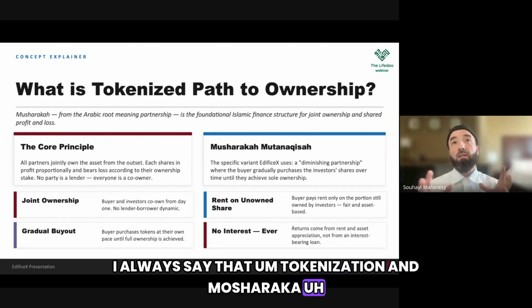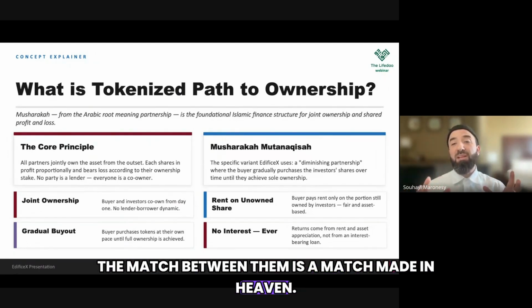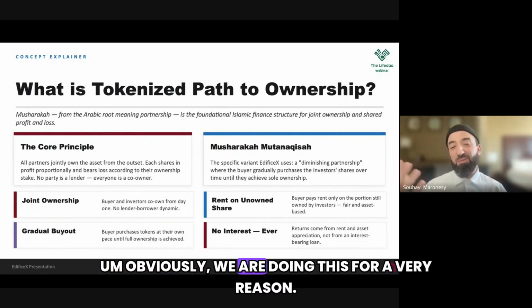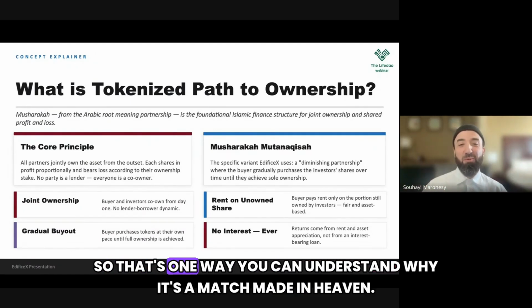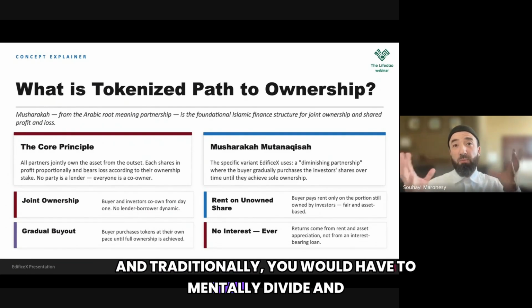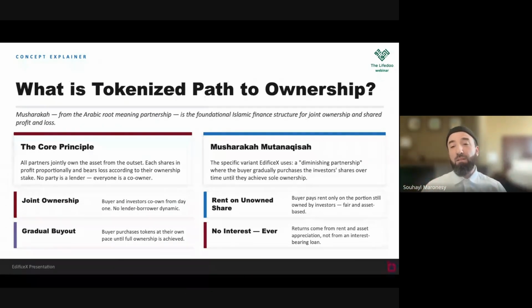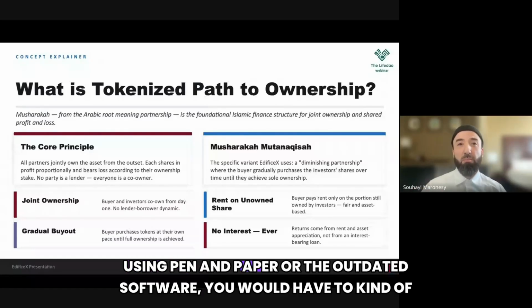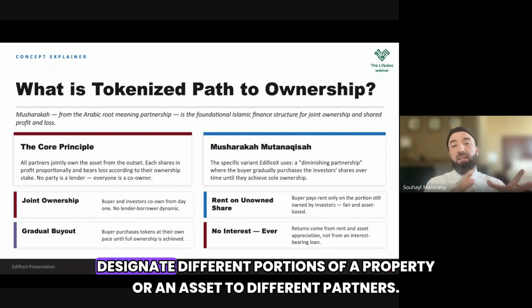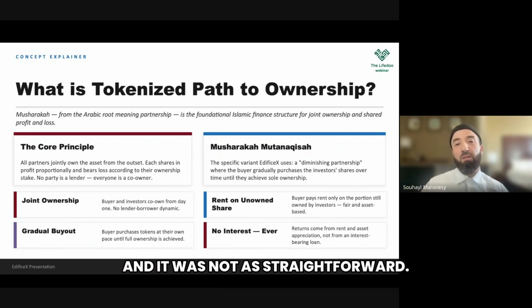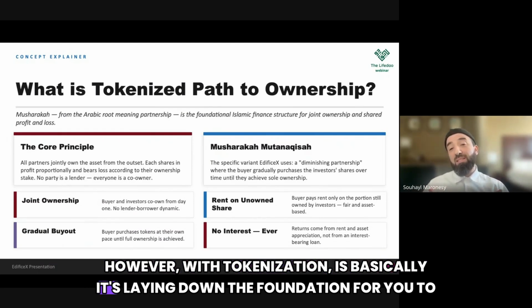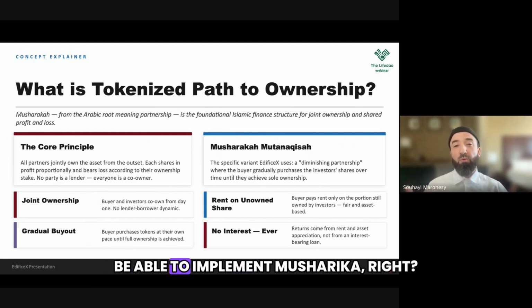I always say that tokenization and Musharaka, the match between them is a match made in heaven. Obviously, we're doing this for ukhrawi reasons, so that's one way you can understand why it's a match made in heaven. And traditionally, you would have to mentally divide on paper using pen and paper, or the outdated software. You would have to designate different portions of a property or an asset to different partners, and it was not as straightforward.